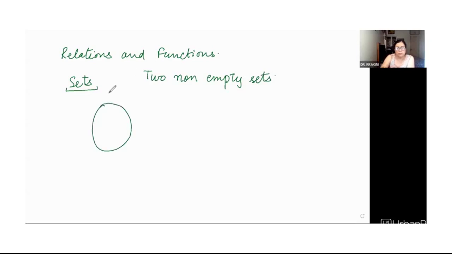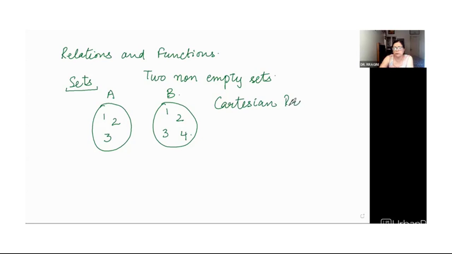Let me make two sets, A and B. A is 1, 2, 3. Now A and B are two non-empty sets. Whenever we start with forming some connectivity between two non-empty sets, the very first thing that comes into the scenario is the Cartesian product.